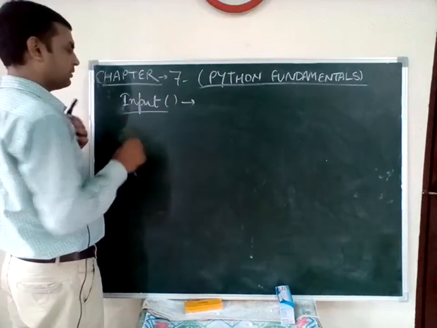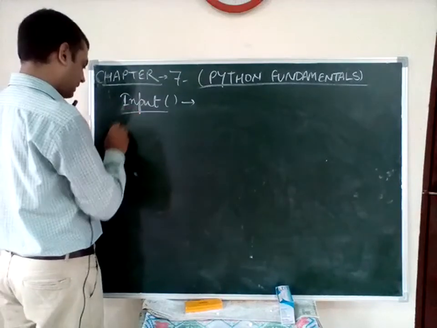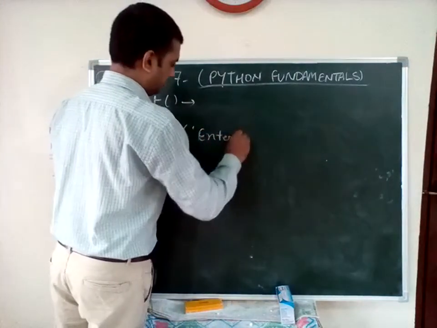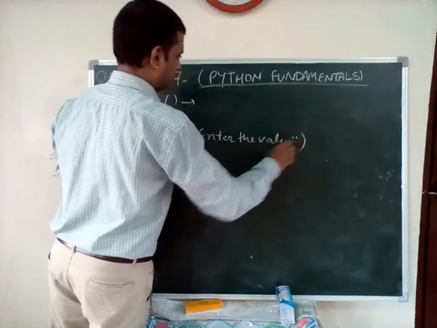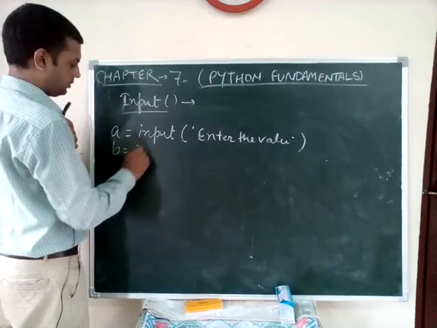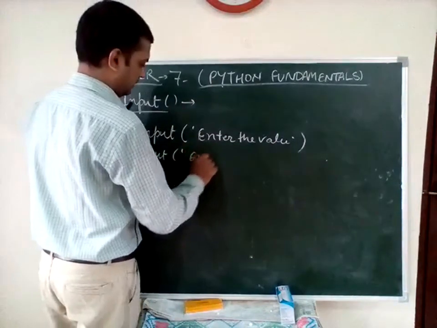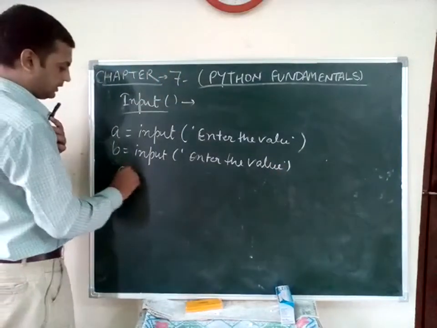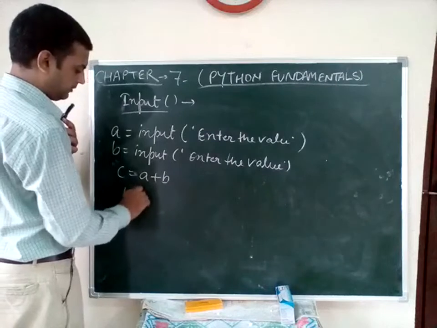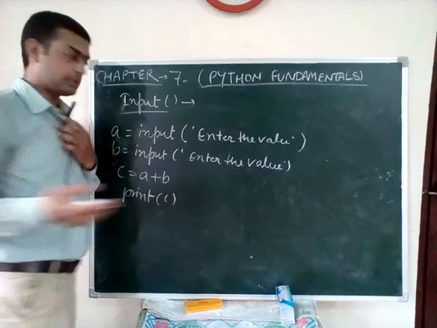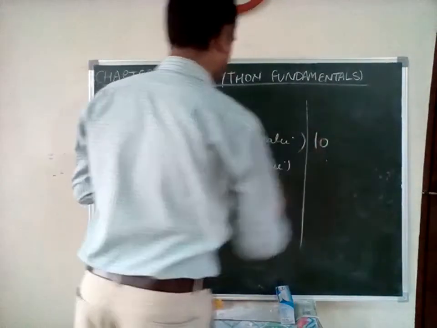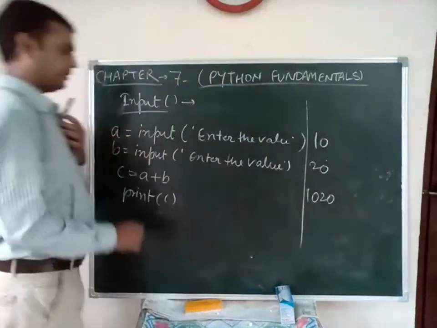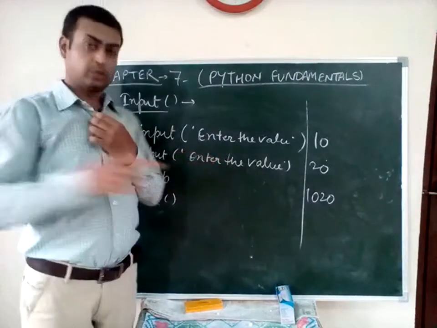Now the input function. By default this input function will always consider strings. For example, a is equal to input, enter the value; b is equal to input, enter the value. Now if c is equal to a plus b, and we print c, what will be the answer? Very clear. If you have given a as 10 and b as 20, then c will be 1020, and as you print, you will get 1020.